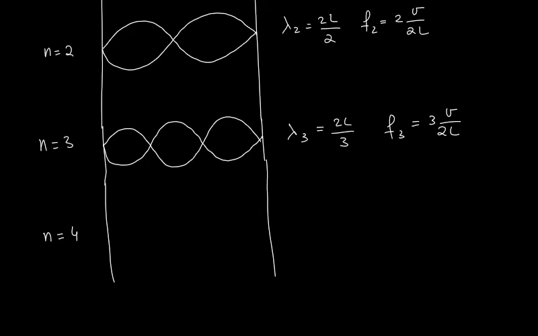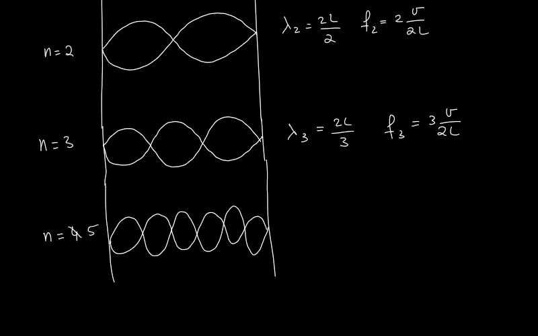Okay, so I messed it up. Let's try it again. I hope I did it correctly this time. 1, 2, 3, 4, 5. No, that's n equals 5. Okay, well, let's write n equals 5. Then you will write the fourth one by yourself. So that would be λ5 equals 2L over 5, and f5 equals 5 times v over 2L.